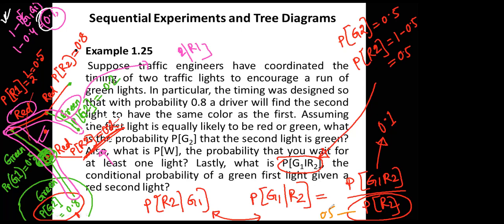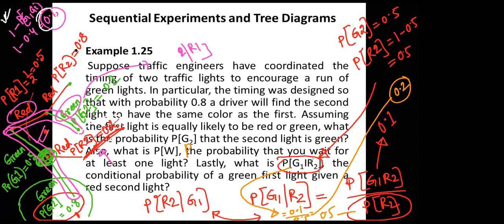So we can say that probability of G1 R2, that one will be what, equal to 0.1 divided by 0.5, equal to what? 0.2. Okay. So we are having this 0.2. That is the probability of G1 condition R2. All right. So this is G1 condition R2, which is 0.1 divided by 0.5. Okay.